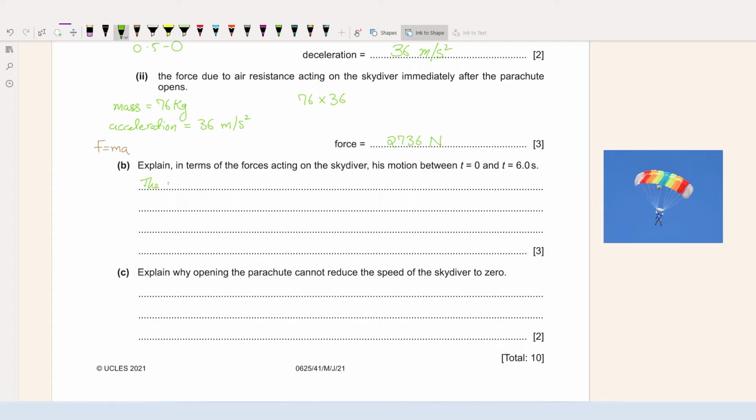The velocity starts decreasing. As time increases, the resultant force upwards decreases until the weight and the upward force are equal.